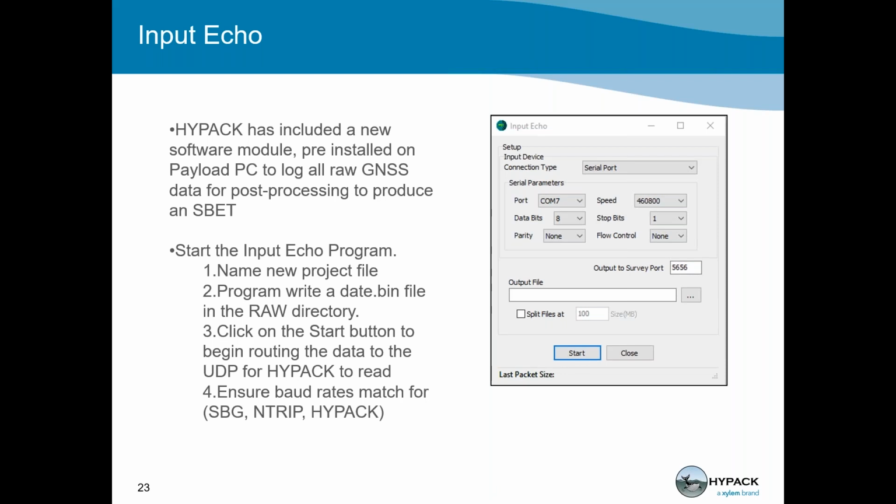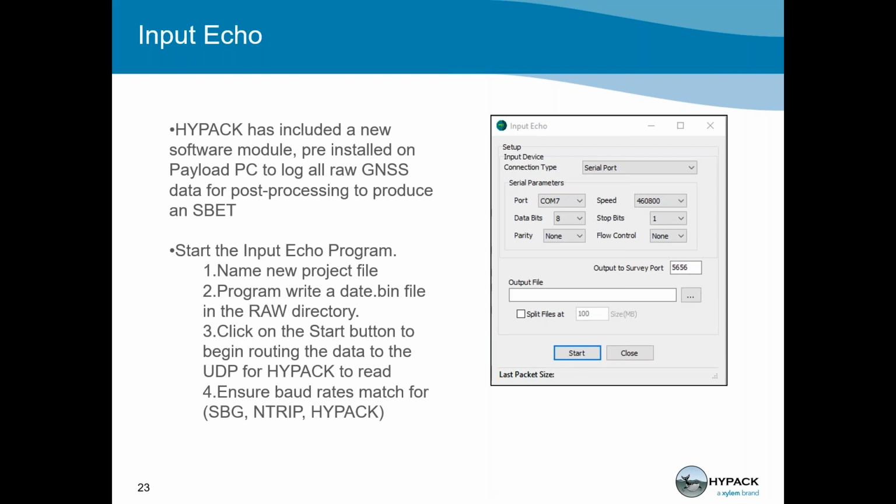We also have a new software module called Input Echo. This is going to be pre-installed on your payload PC, and it is not operated within the HYPACK shell. It's just another software module on the desktop. It's basically a raw data logger to log all your GNSS data for post-processing if you wanted to use an SVET to apply to your data. You would need SVG software inertia to do that, but we've written this program so you'll have all your raw data.